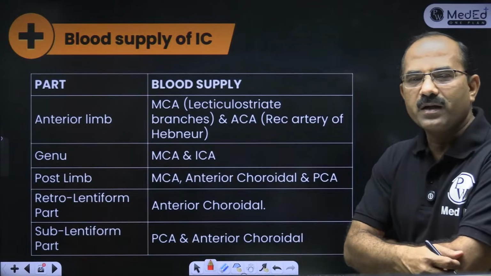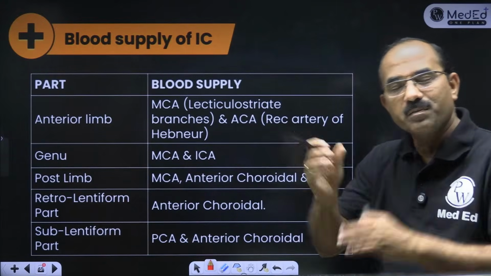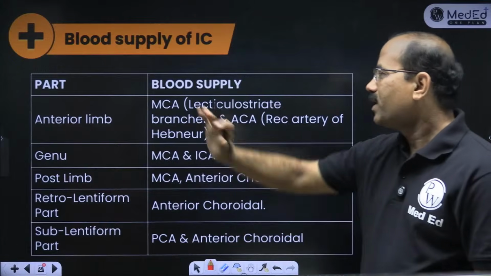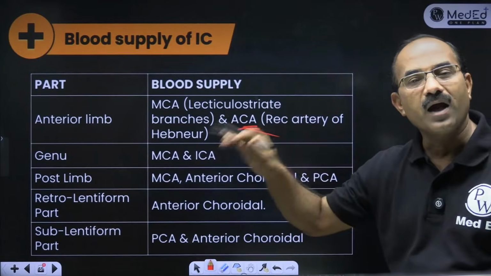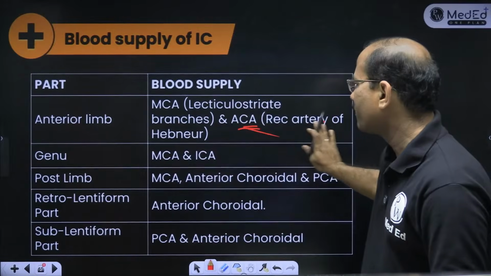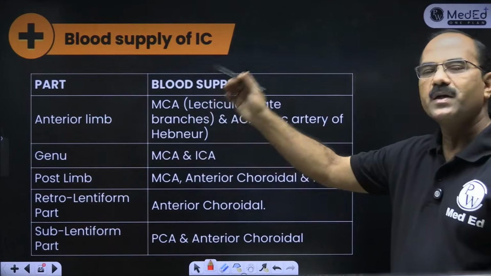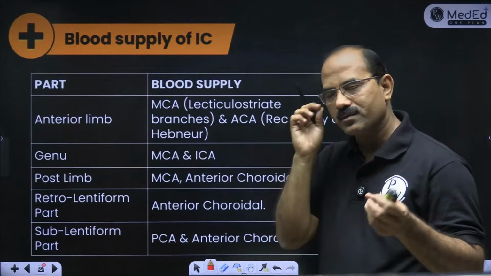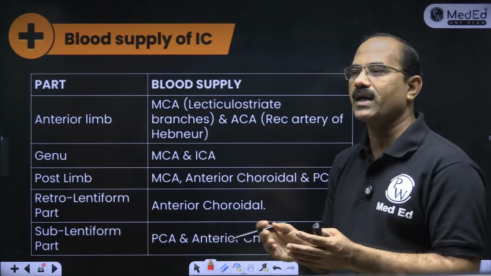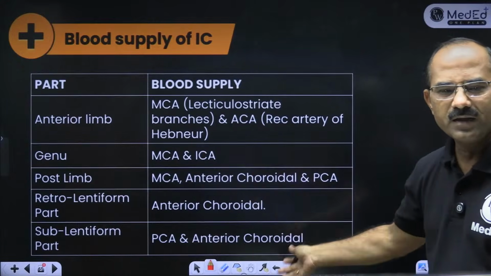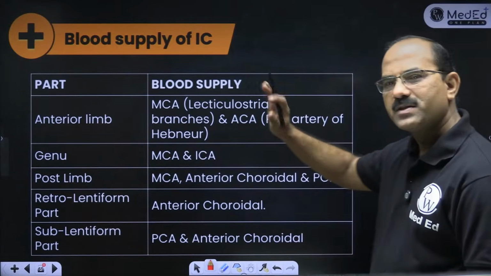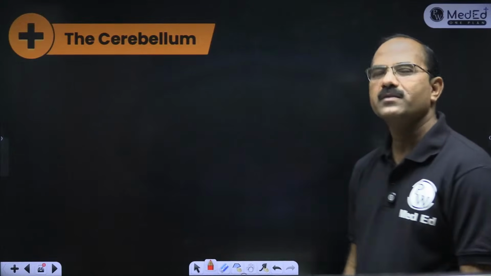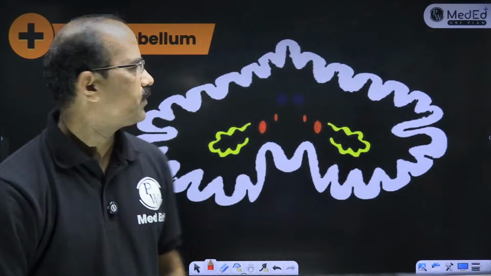The middle cerebral artery. The middle cerebral artery is the main artery which supplies the internal capsule. The anterior limb is also supplied by the anterior cerebral artery, that is the recurrent artery of Heubner, which supplies the anterior limb. The genu is supplied by the middle cerebral artery and the internal carotid artery. Have a look at this once. But the main artery supplying the internal capsule is the middle cerebral artery.